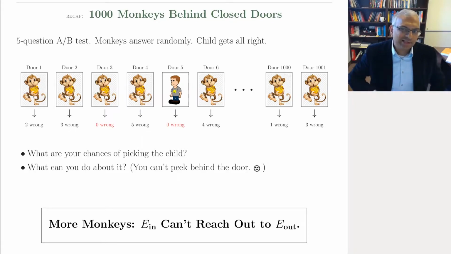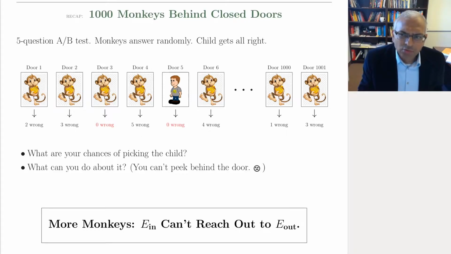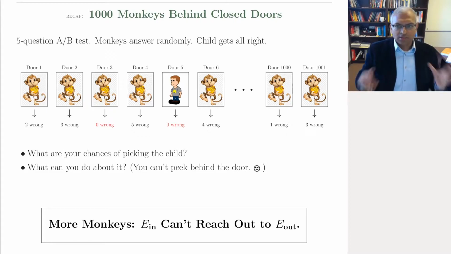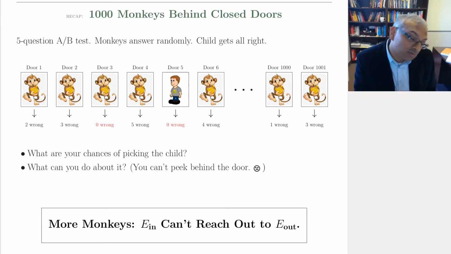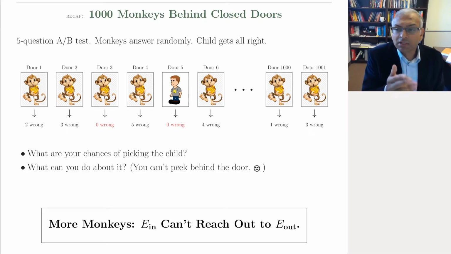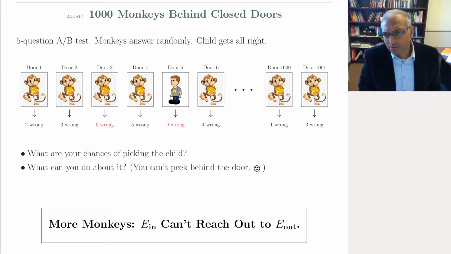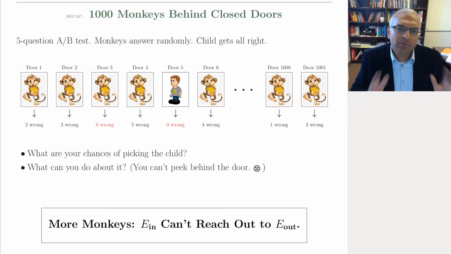And so clearly, it's not the case that in this scenario, with high probability, you will find that E_in is equal to E_out, like Hoeffding gave us for the verification scenario. So something needs to be done if we're going to conclude that E_in approximately equals E_out for the learning scenario like this. And you might ask, okay, so what can we do about it? We want to pick the child.